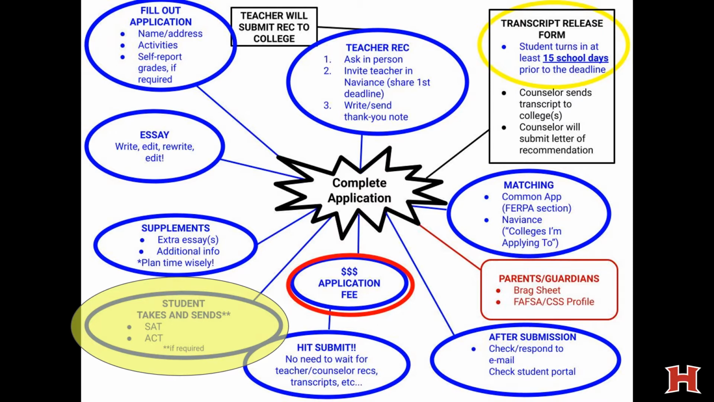Then they have to choose between regular speed and rush speed. Regular speed gets the scores to the schools within about 2 weeks. Rush speed gets the scores to the schools in 3 days. So it's important that the student pays attention to their deadline.